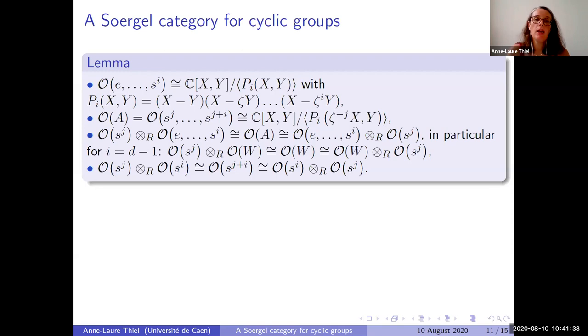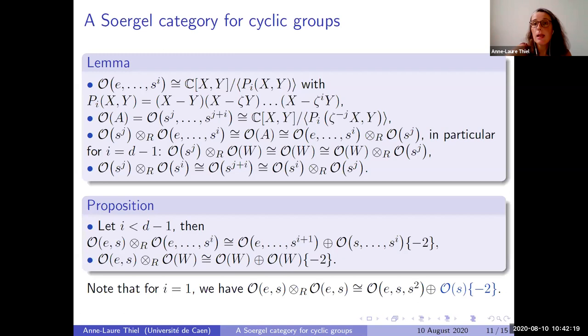And these guys, the rings of regular functions with support only one element, if you remember, are just our twisted bimodules. It's all twisted by this element in the support. Having said that, it's pretty clear that O of S to the I plus J is isomorphic to the tensor product of O of S to the I and O of S to the J; one way or another, they commute. Very good. So we understand a bit the structure of these guys.